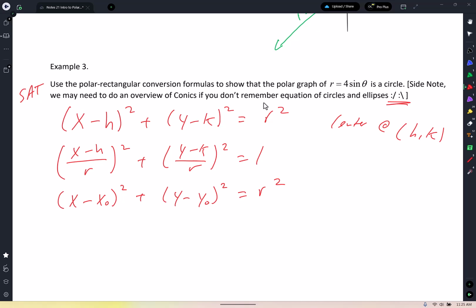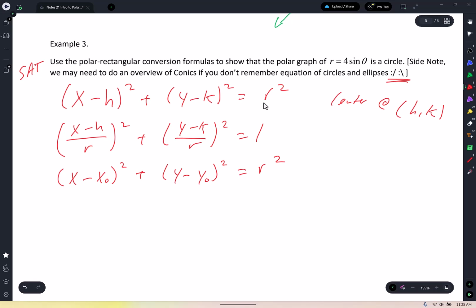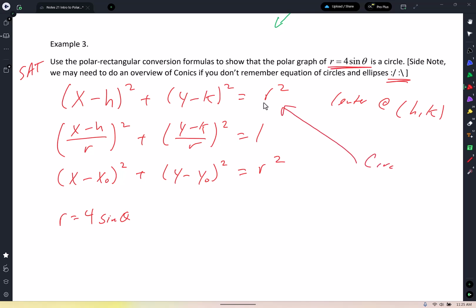Have we seen that before? No. But at least we've seen something, you know? Okay, so here's what this problem wants us to do. We have the equation r equals 4 sine theta, and they want us to prove it's a circle. Well, if it's a circle, you will get this equation. So we need to figure out how we're going to go from 4 sine theta to this top line right here.